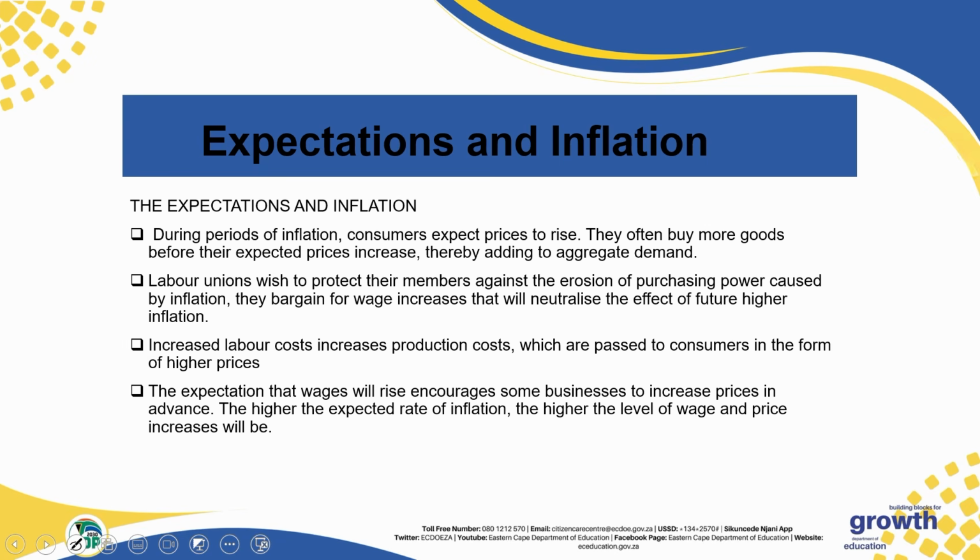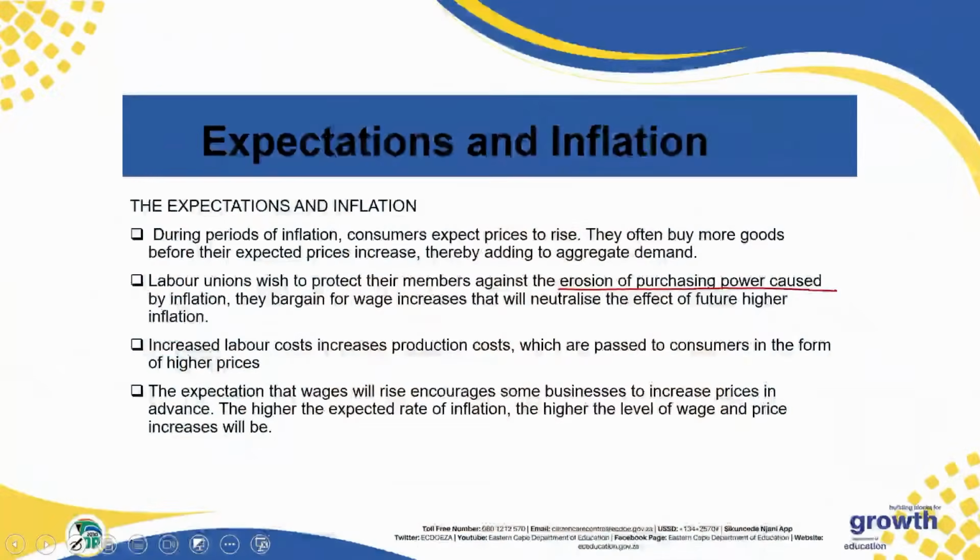So we've seen from the image, which shows wage bargaining in South Africa by trade unions and workers, that when workers bargain for higher wages due to the decrease in their purchasing power, it leads to increases in labor cost, and these costs will be passed on to consumers in the form of higher prices. An increase in labor cost increases production costs, which are passed to consumers in the form of higher prices.